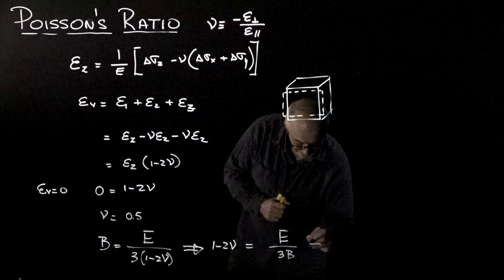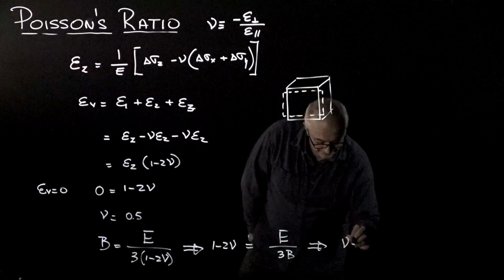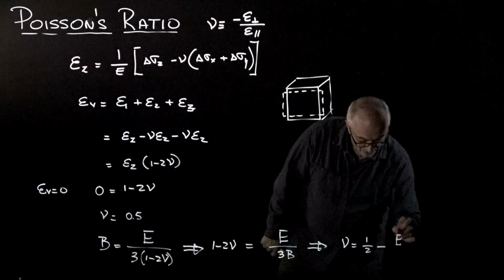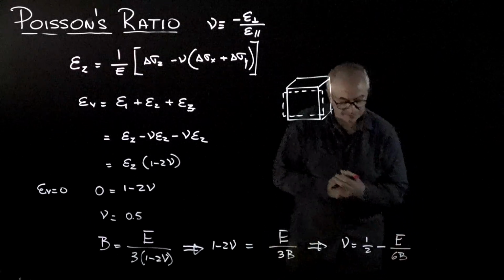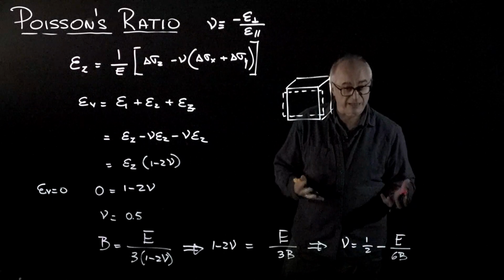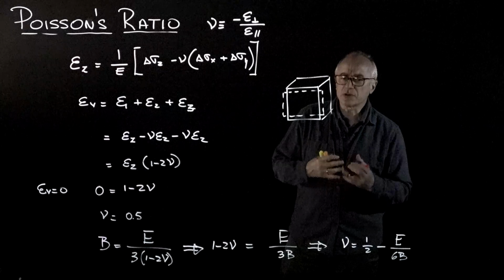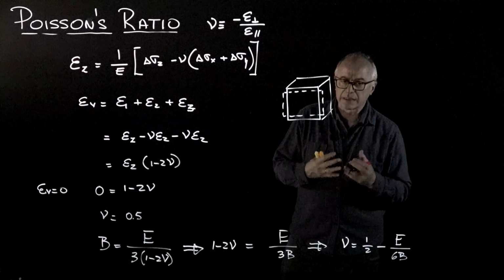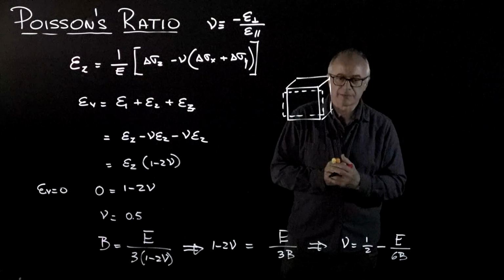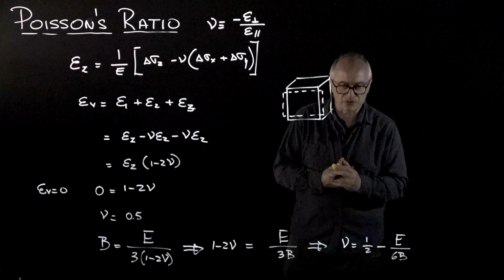Consequently, I can move terms to the left and to the right and then divide by 2. Poisson is equal to 1/2 minus E over 6 bulk modulus. This tells me that if Young's modulus and the bulk modulus are positive values, then Poisson's ratio will always be less than half. We are not going to have a Poisson's ratio greater than half if the material is a stable, elastic, isotropic material.